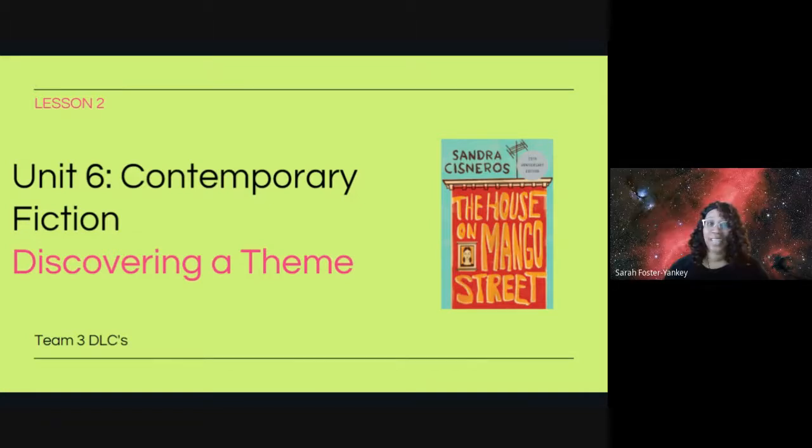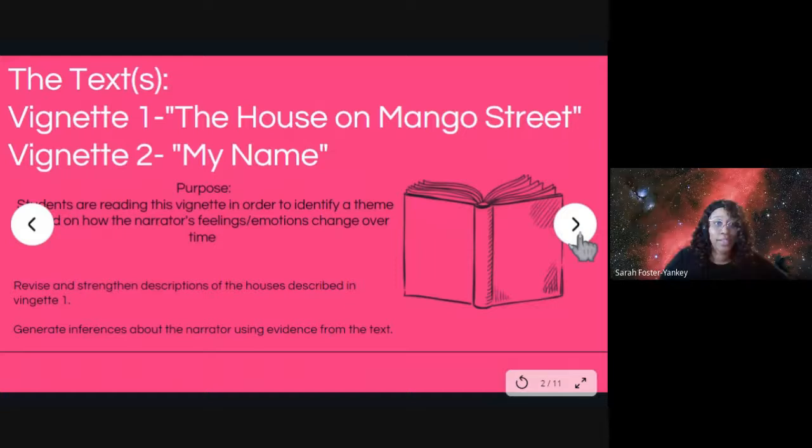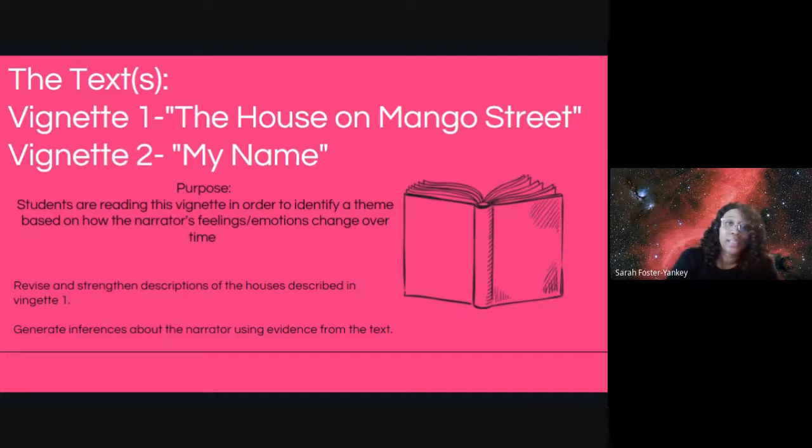So today we're going to be talking about Unit 6, Contemporary Fiction, Lesson 2, and it is all about discovering a theme in The House on Mango Street. The text for this lesson are vignettes 1 and 2, The House on Mango Street and My Name. Students are reading these vignettes in order to identify a theme based on how the narrator's feelings and emotions change over time.